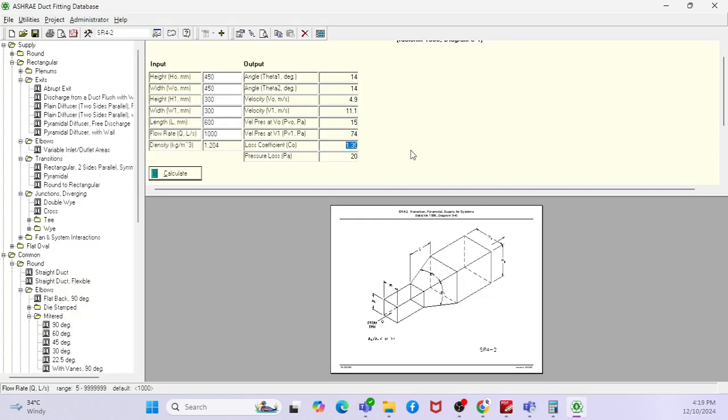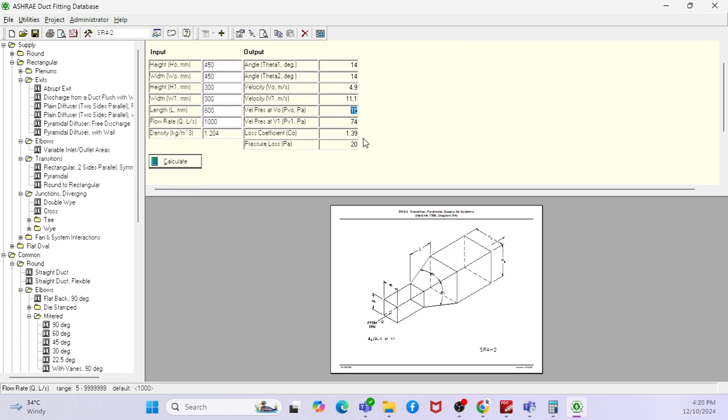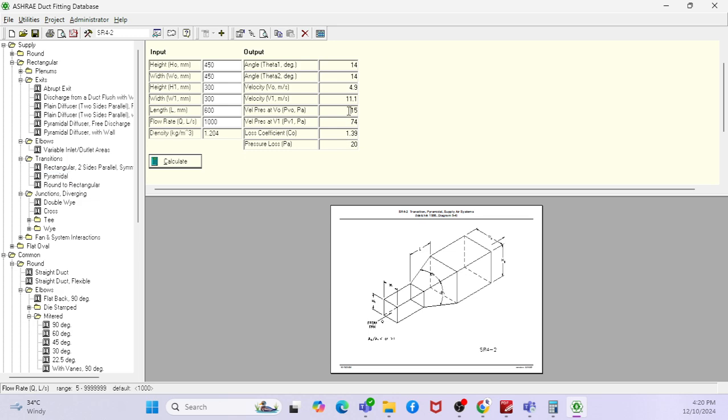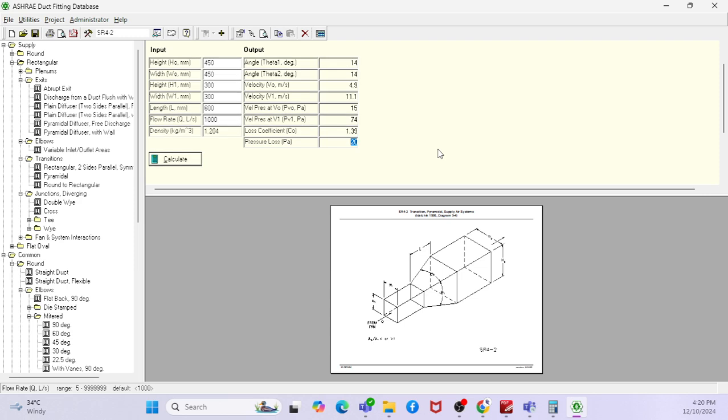Then here you will get the value directly, 1.39, and based on this 1.39 it will calculate your pressure directly. If you want to cross check, we can do the cross check here. This 15 is the velocity pressure, and your loss coefficient is 1.39. Let me check. 15 multiplied by 1.39 is nothing but 20.85. Maybe this particular 15 is not actually 15. Maybe it is 14 point something. Some value will be there, and they have rounded it off to the closest integer, 20.